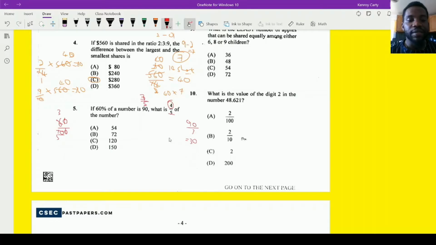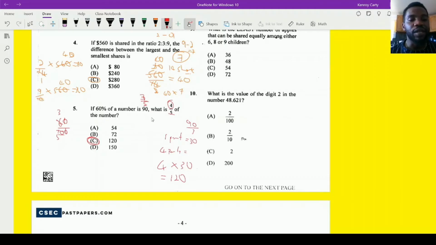So if 1 part is 30, then to get 4 parts, it would simply be 4 times 30. Now 4 times 30 gives me 120. So the answer is C, as in cat. Now, of course, there's a next way that we can do it.